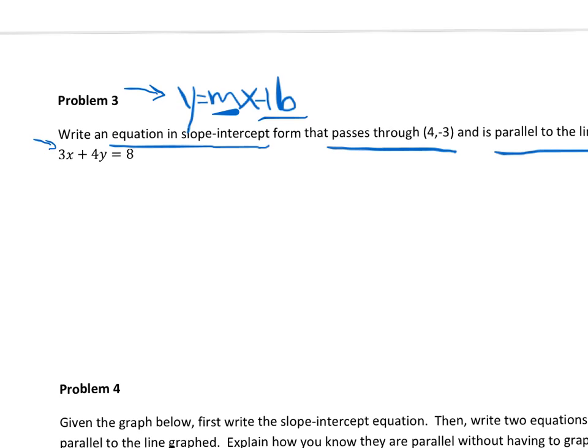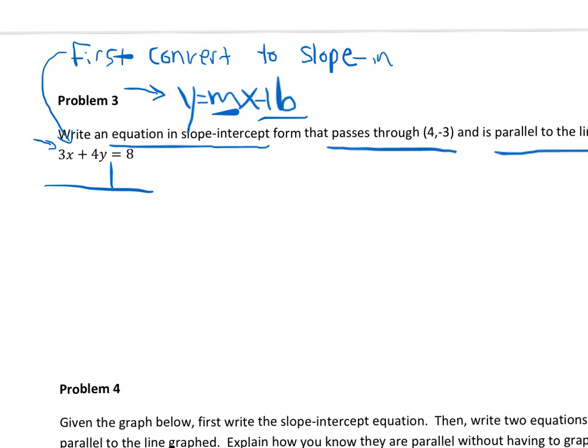So how do I figure out their slope? Well, first thing I have to do is convert to slope-intercept form. Okay, you cannot, and we should write a key point on that. Okay, that we first convert to slope-intercept form. Okay, and I'm going to abbreviate.